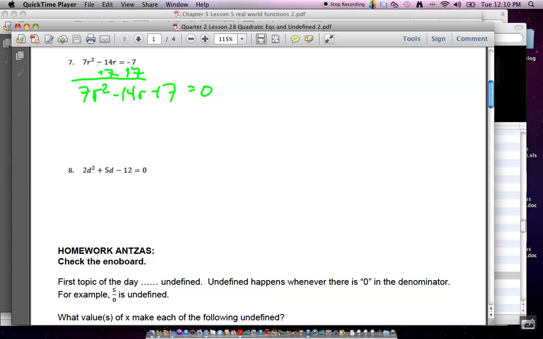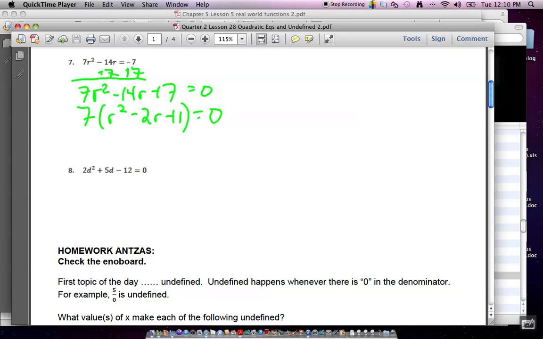Look for the common factor. Good. What is the common factor between 7r squared, 14r, and 7? Everybody? 7. So pull out that 7. R squared minus 2r plus 1 equals 0. Now, isn't this easier to factor?